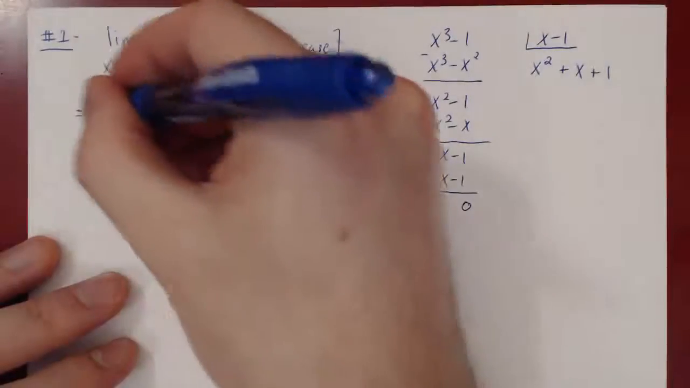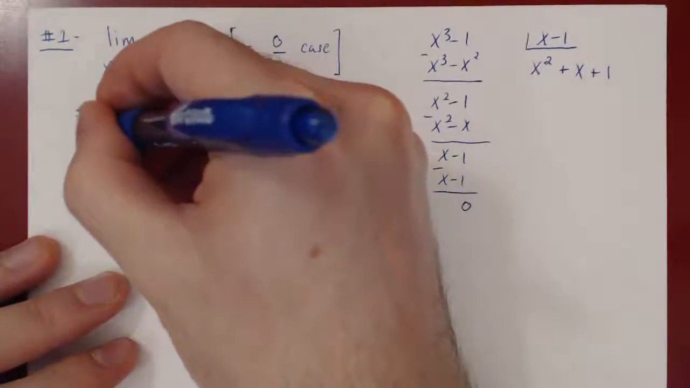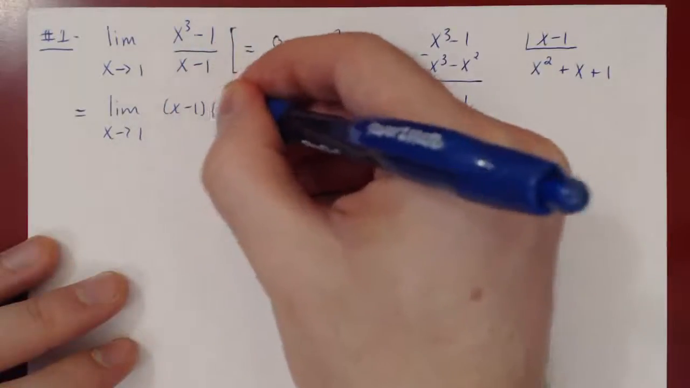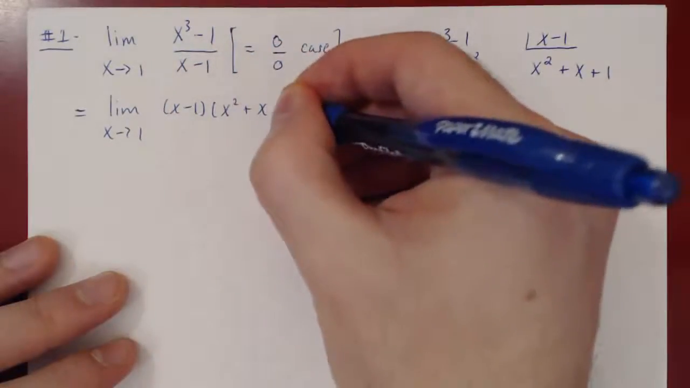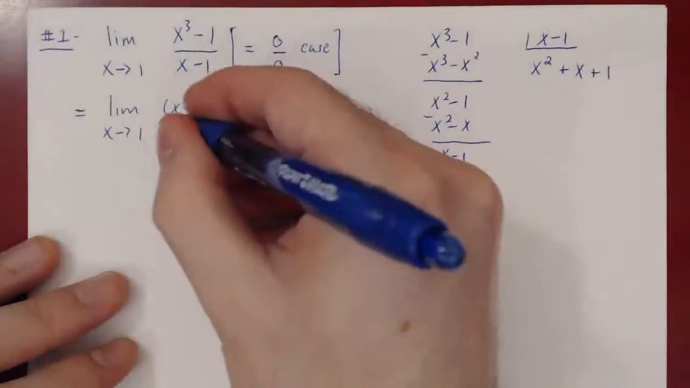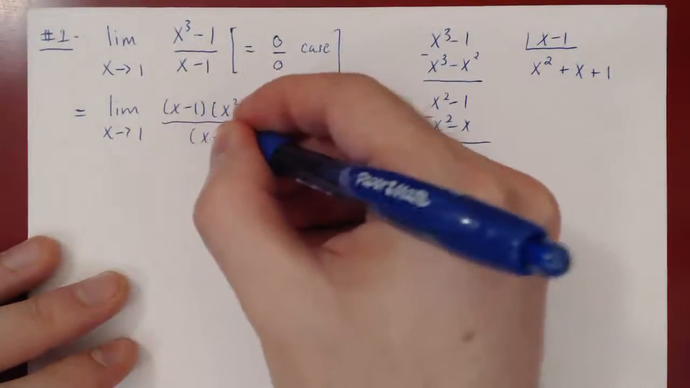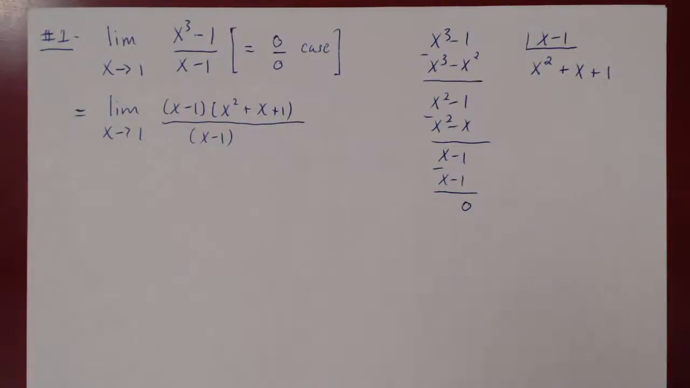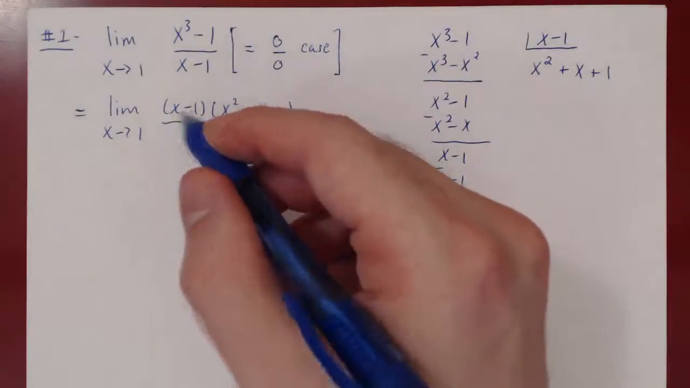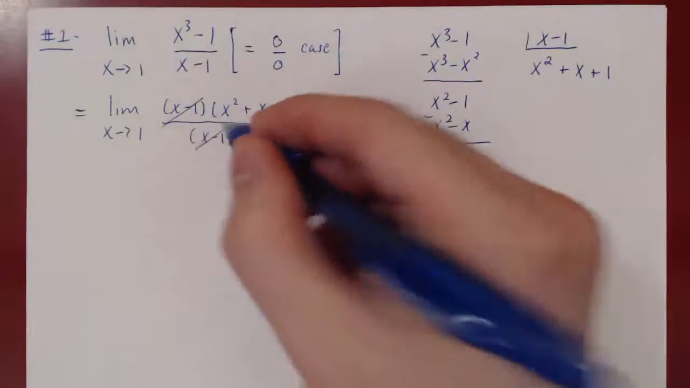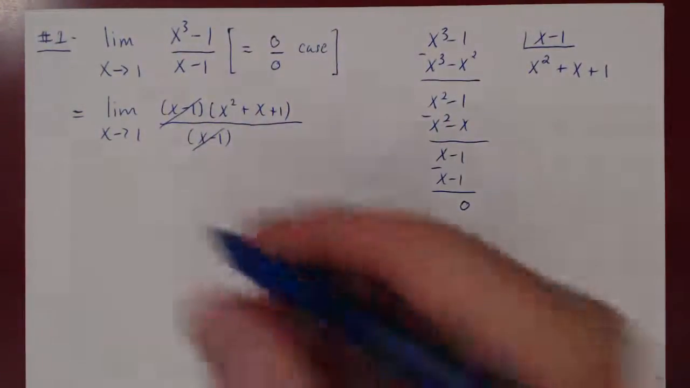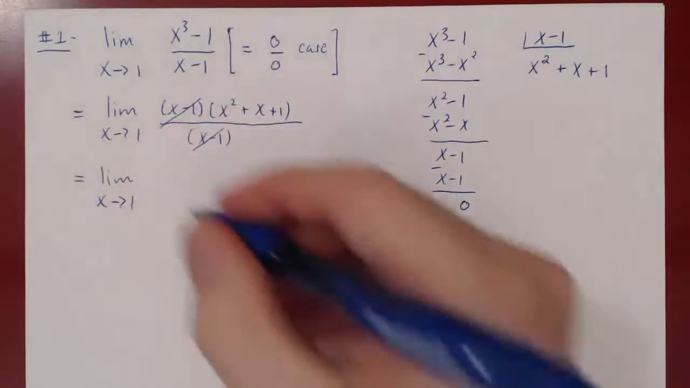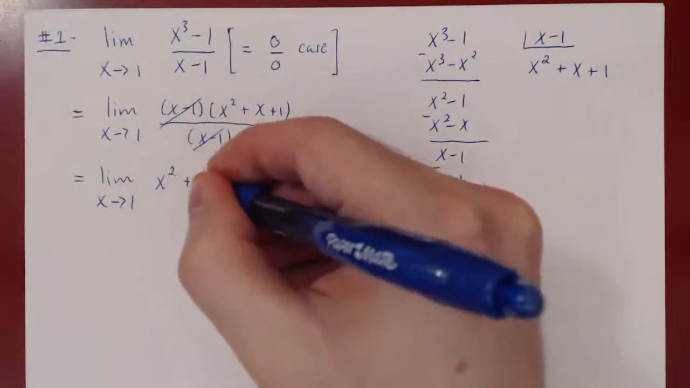Let's see what that gives us. X cubed minus 1 over x minus 1 is x minus 1 times x squared plus x plus 1 over x minus 1. And now, since x approaches 1, x is close to but not exactly equal to 1. So x minus 1 is not 0. We can cancel, and we're left with a very simple limit: the limit, as x approaches 1, of a polynomial, x squared plus x plus 1.